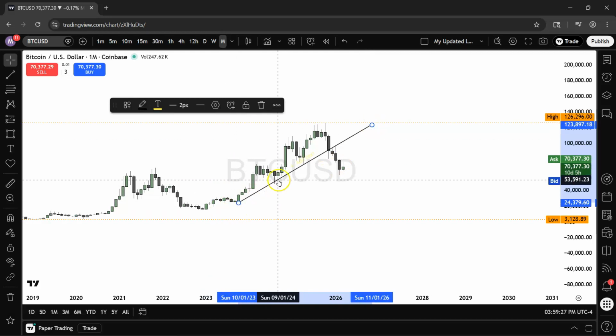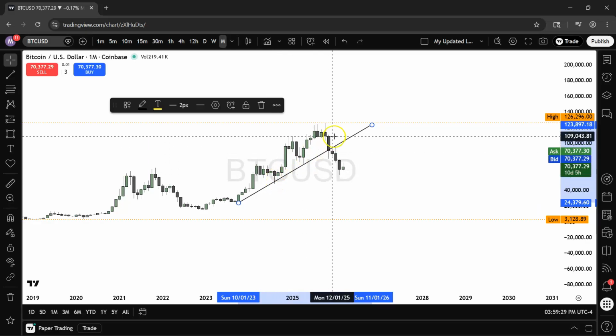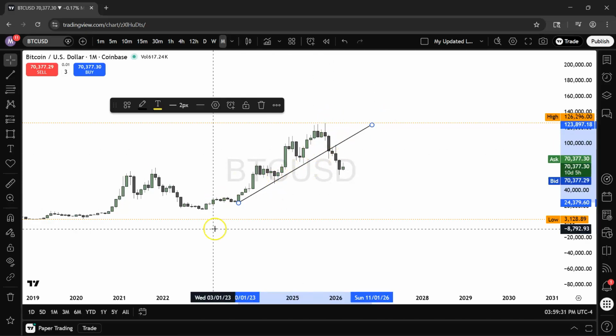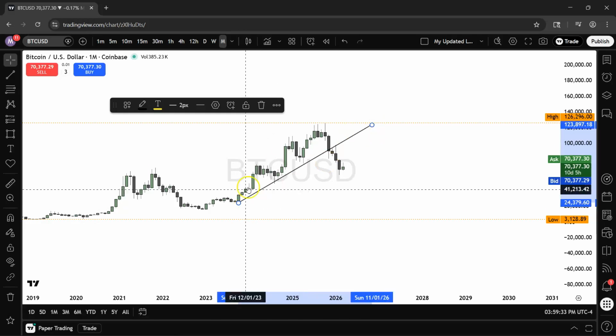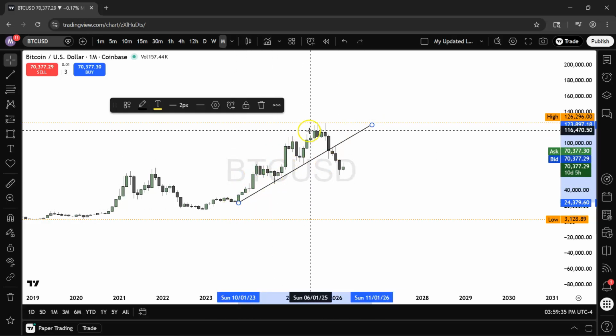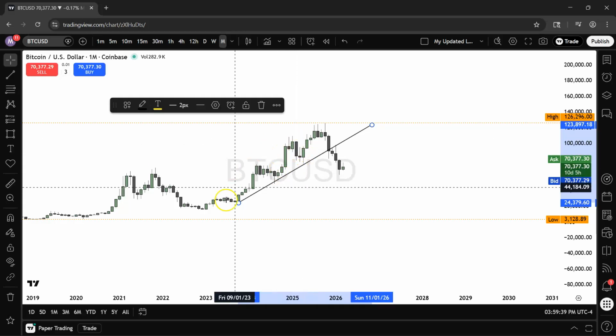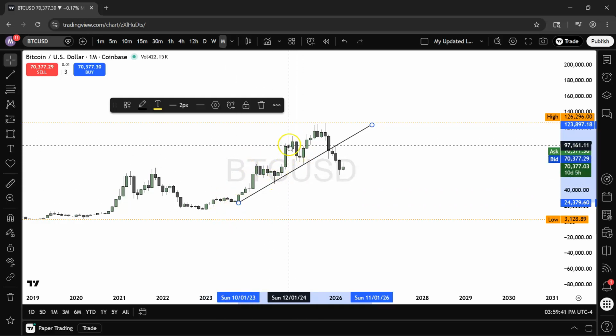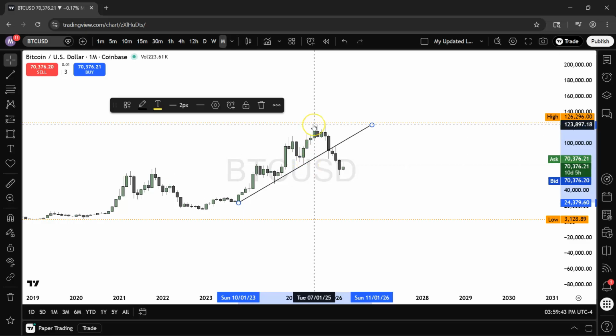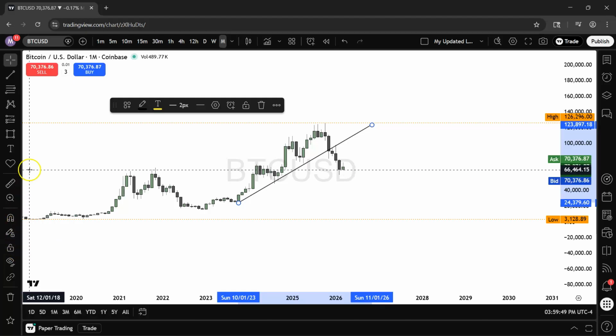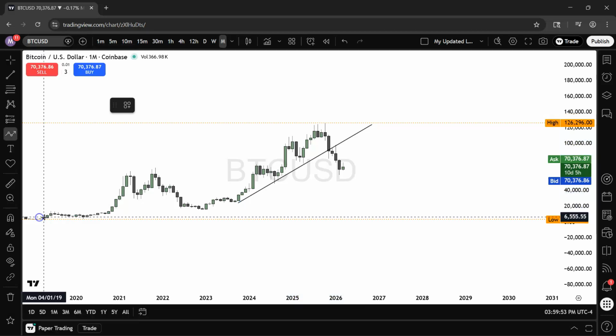And I make sure that a couple of wicks, 1, 2, 3 wicks hit the line. That way it gives me an idea. If this is the trend line, as you can see on the pullbacks, the actual candle bounced off the trend line and was trending higher. So that's one of the things you want to focus on and mark out.